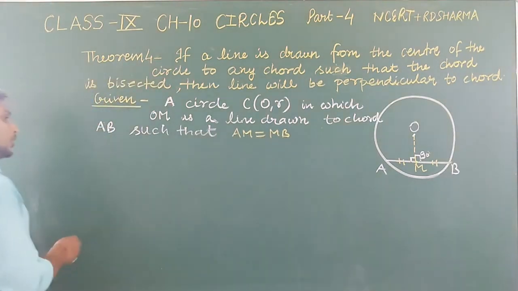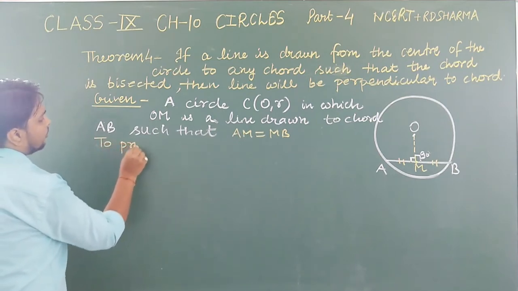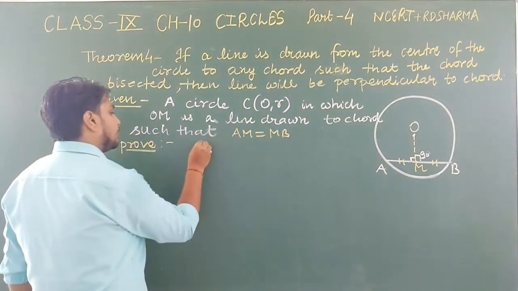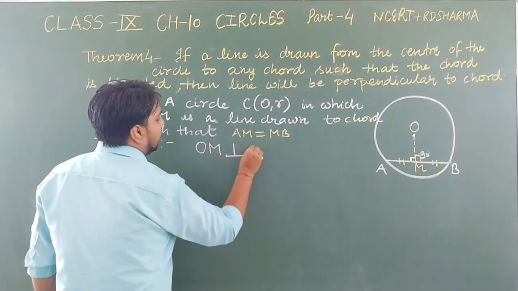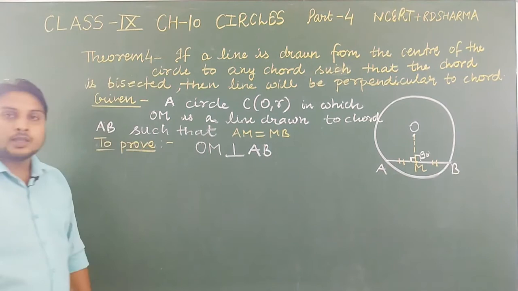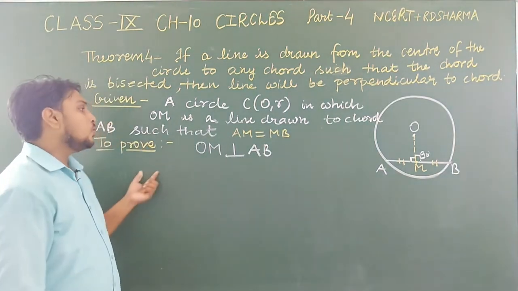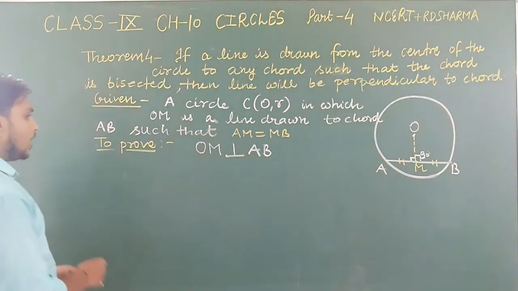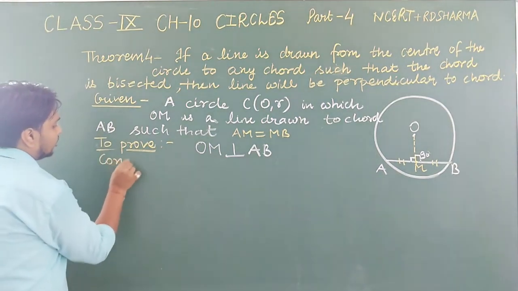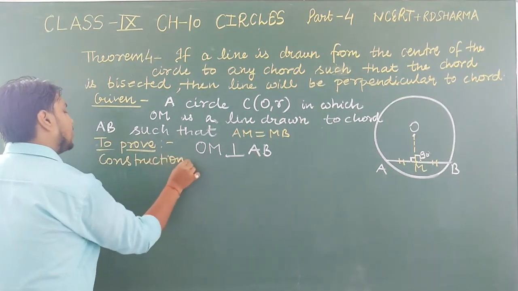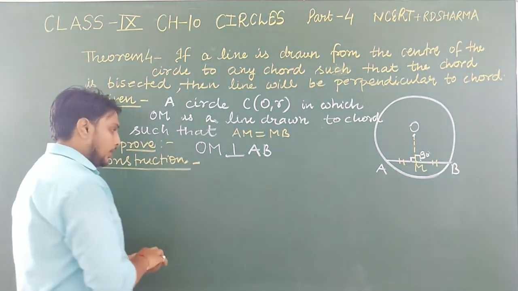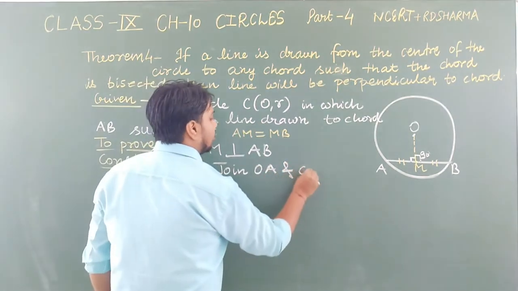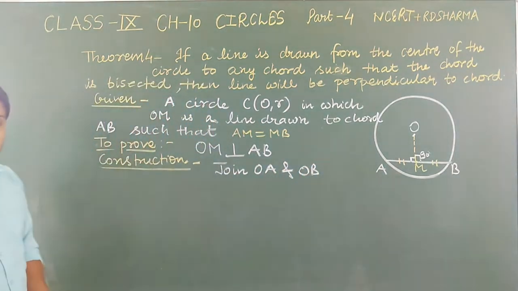Now friends, what is to prove? We have to prove that the line OM is perpendicular to the chord AB. Since it is the converse of the previous theorem, this time we have to prove that the line OM is perpendicular to the chord AB. So how will we prove it, students? Firstly, we have to do some construction, as we have done in the last theorem. What construction? We have to join OA and OB.